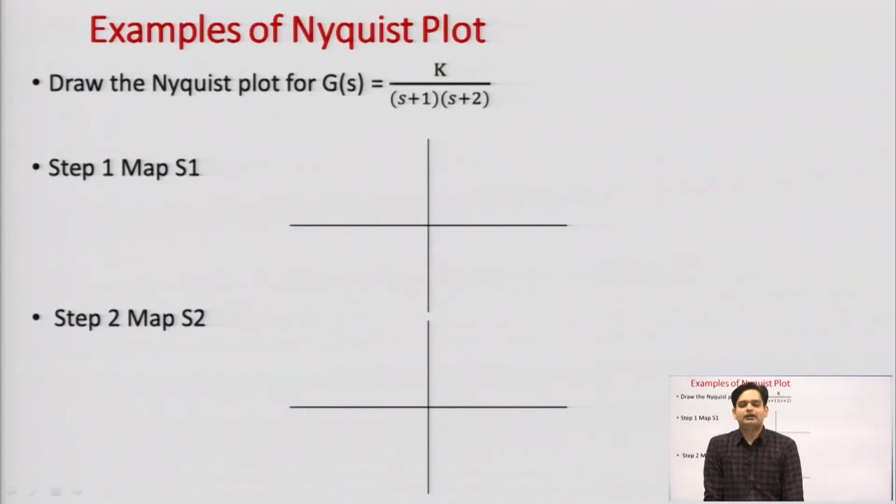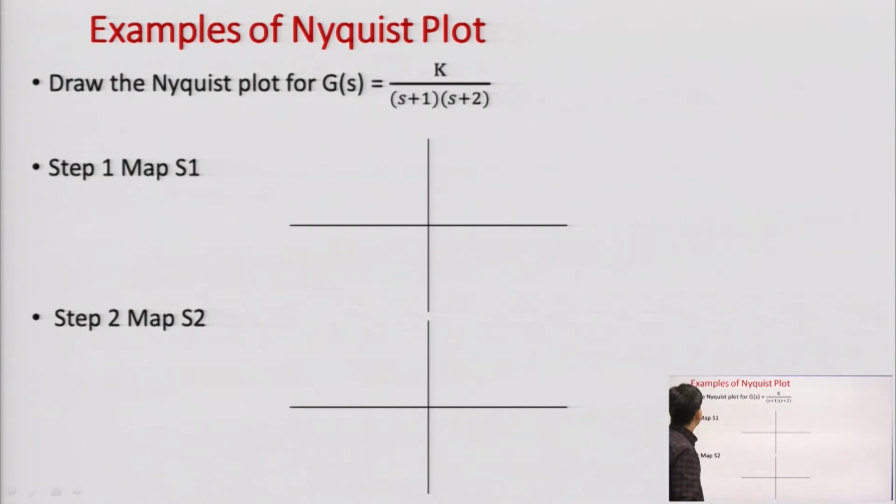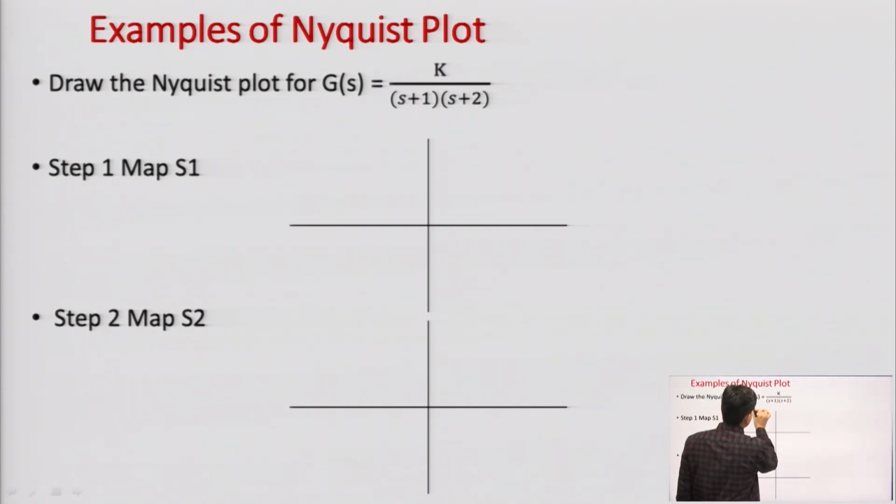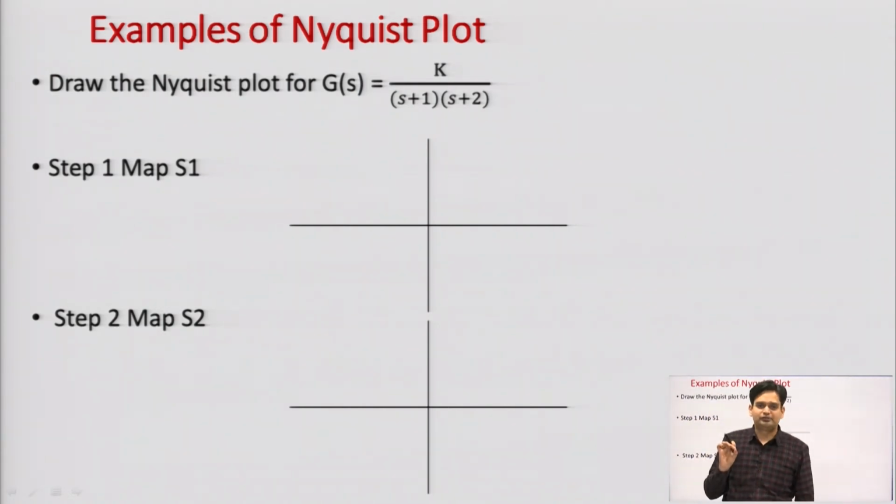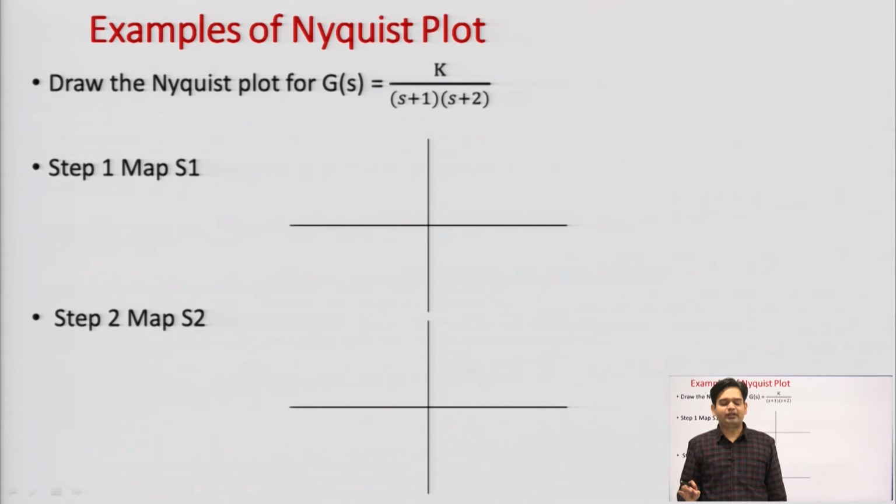We now would like to see how we can use this contour to solve the Nyquist plot. Here we are taking a generalized open loop transfer function, G(s) equal to k over (s plus 1) (s plus 2). Again, with the help of the open loop transfer function, we are observing the stability of the closed loop system.